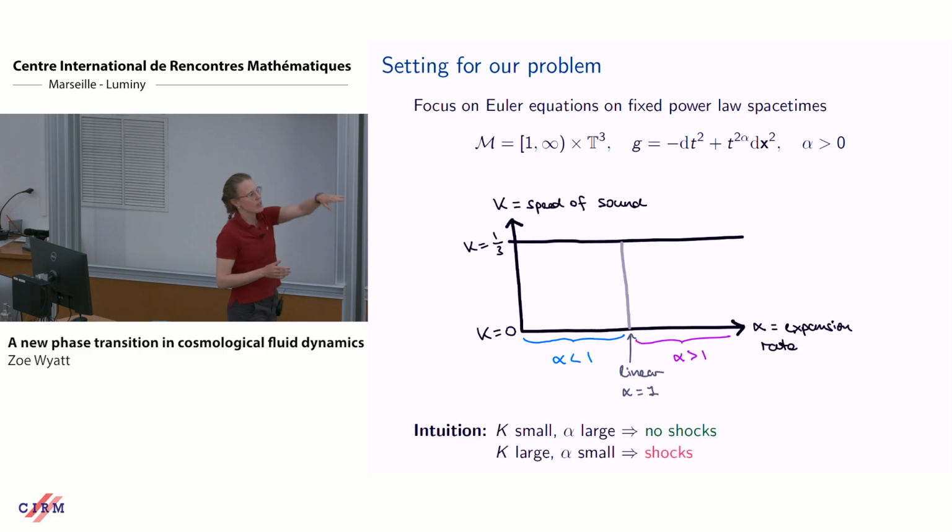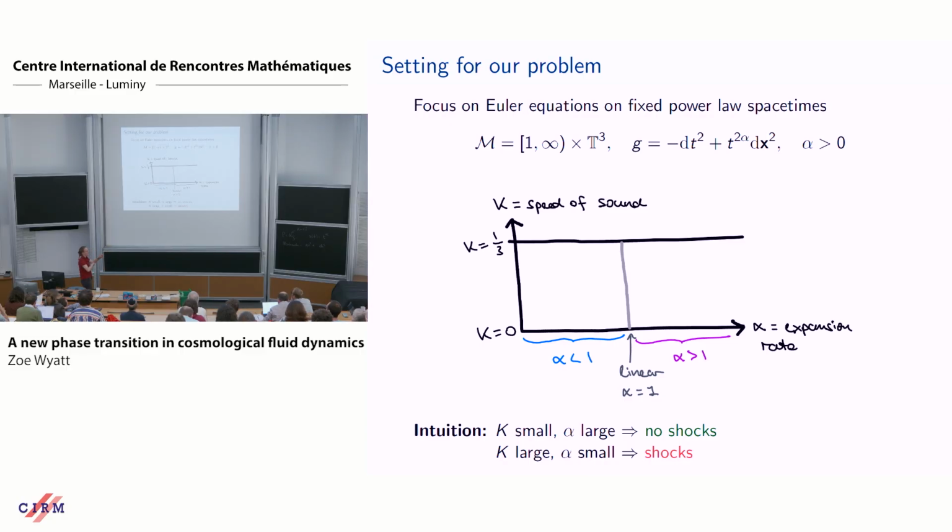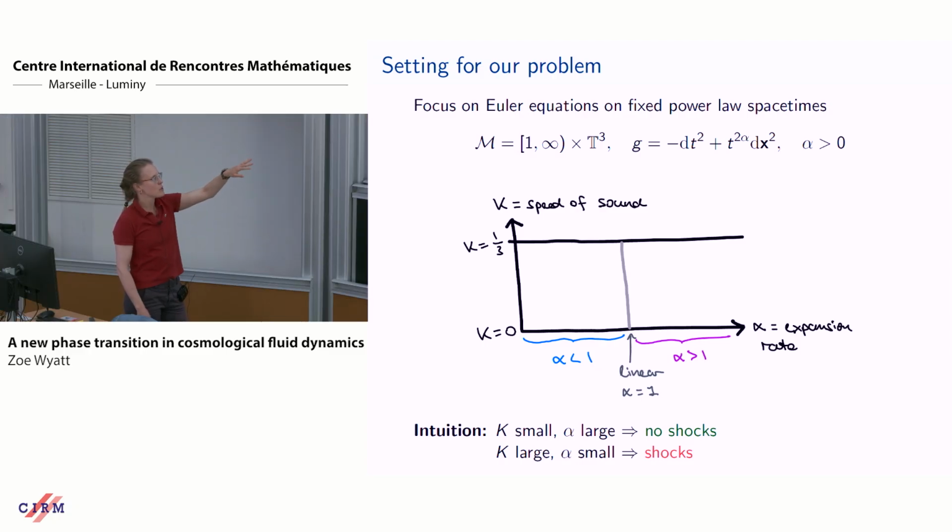So as I said, alpha is going to measure the expansion rate. The scale factor is like t to the alpha. Alpha measures how quick this expands. I'm going to have decelerated when alpha is less than 1, and accelerated when alpha is bigger than 1. Okay, and then on the y-axis, I interpolate. I can go from dust up to radiation.